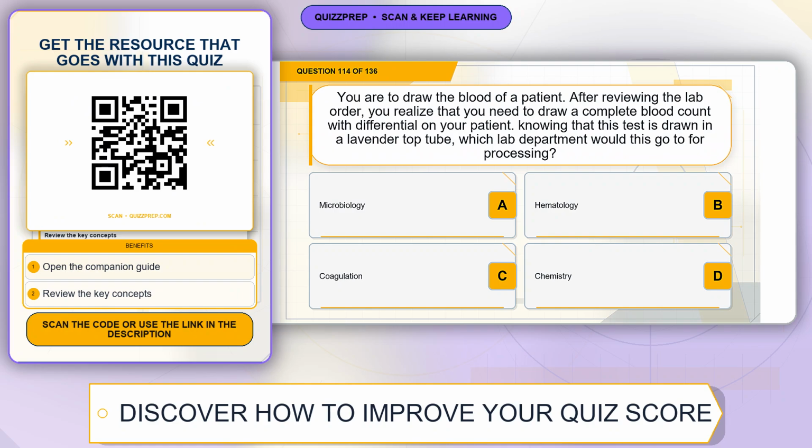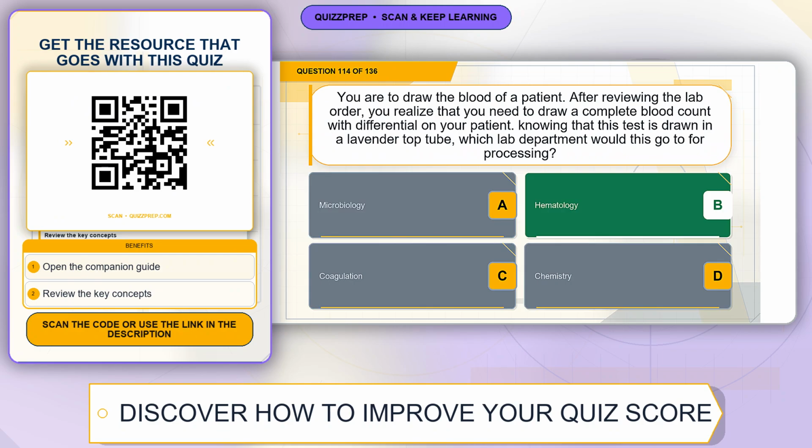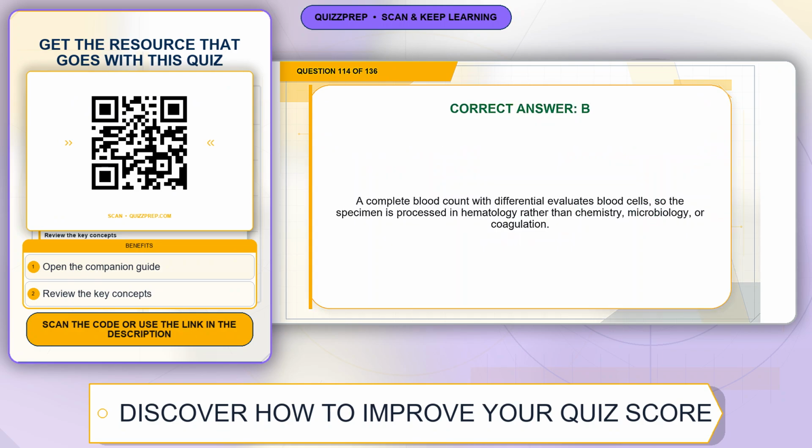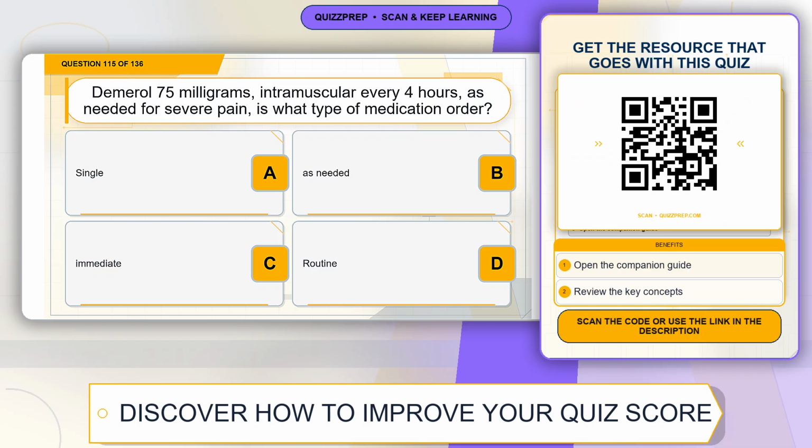Option A, microbiology. Option B, hematology. Option C, coagulation. Option D, chemistry. The correct answer is option B, hematology. Explanation. A complete blood count with differential evaluates blood cells, so the specimen is processed in hematology rather than chemistry, microbiology, or coagulation.